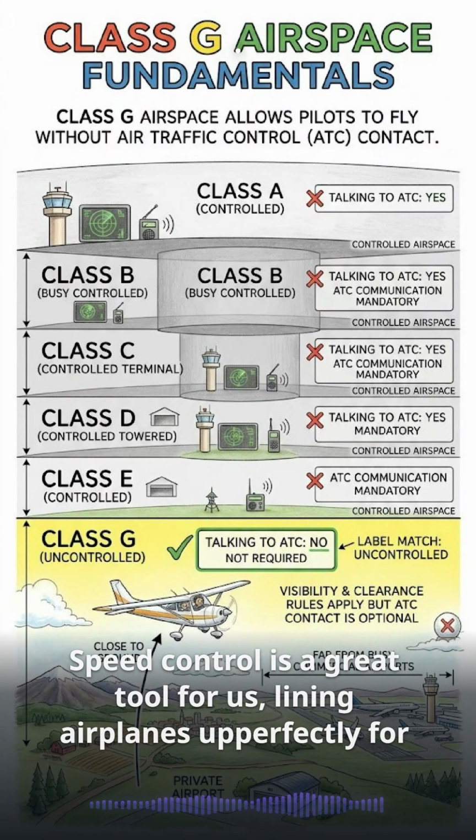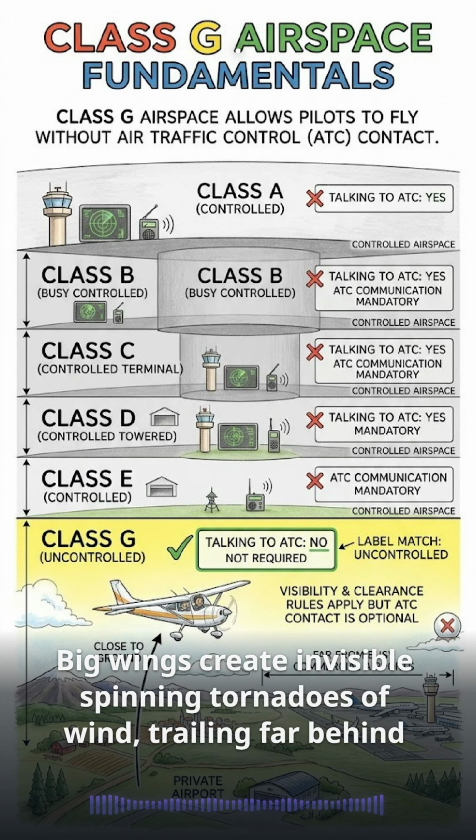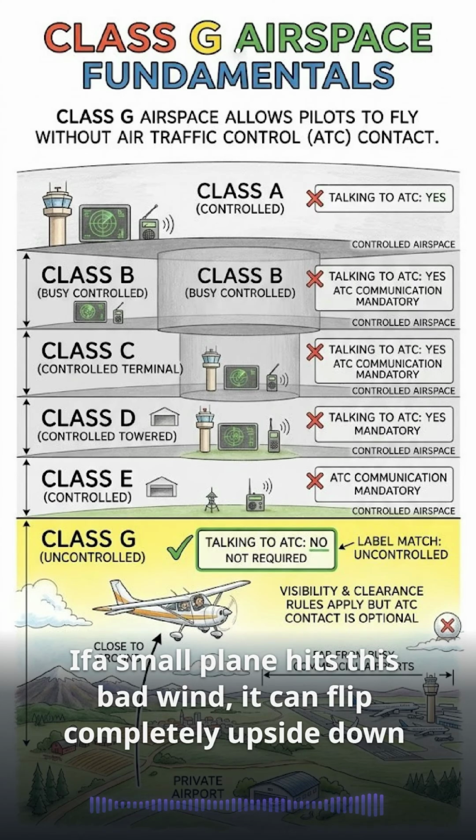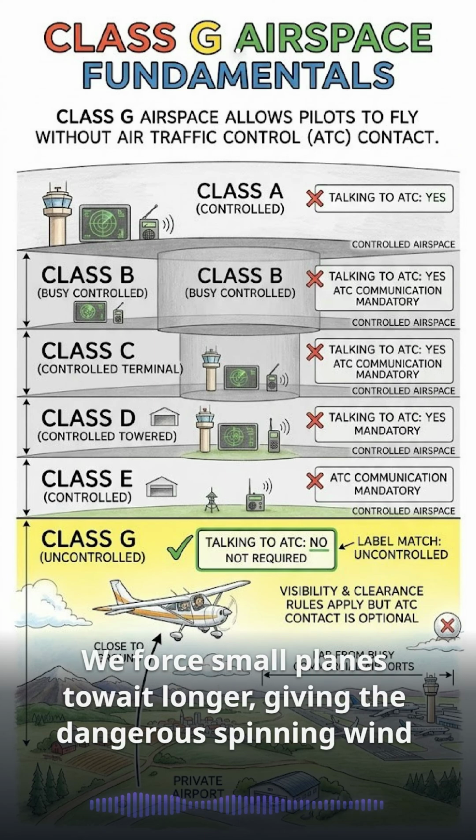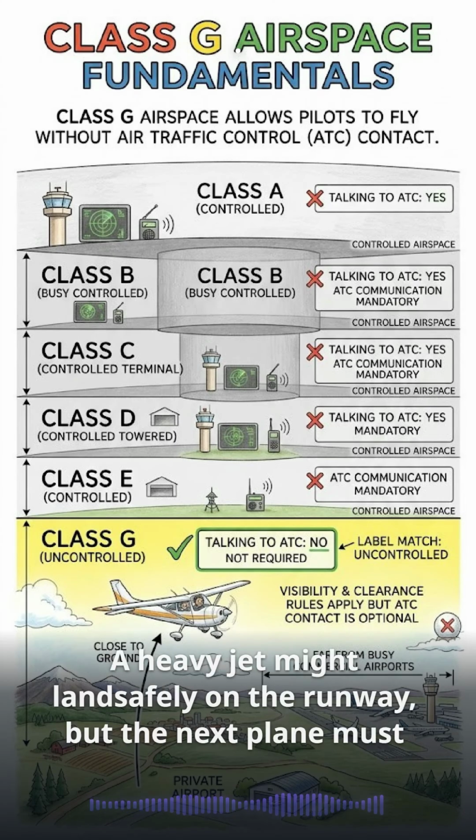Wake turbulence is another big reason we separate planes, caused by heavy airplanes pushing the air hard. Big wings create invisible spinning tornadoes of wind, trailing far behind the heavy jet in the sky. If a small plane hits this bad wind, it can flip completely upside down in the air. We force small planes to wait longer, giving the dangerous spinning wind time to die down completely.